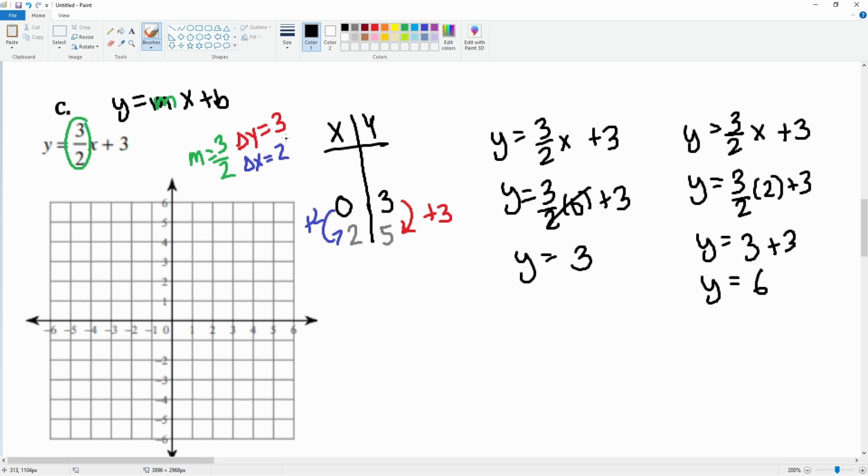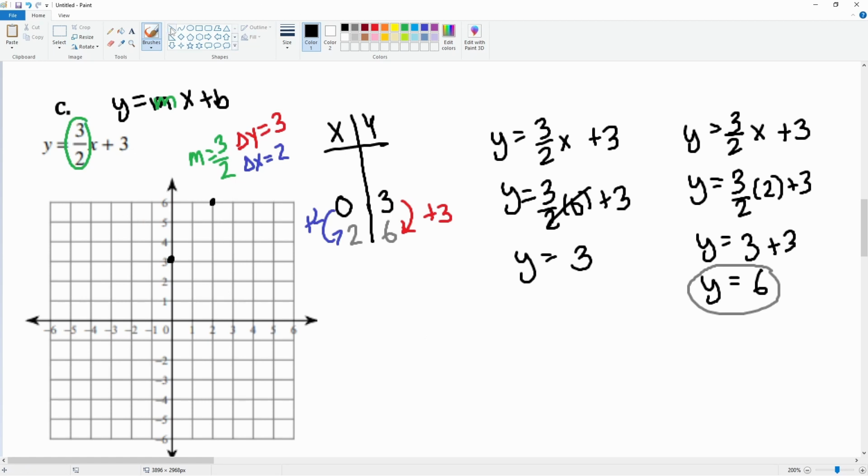Delta y is 3. This is 2. 3 plus 3 is 6. Yeah. Look, you see? I proved the point. This is why you always check. 3 plus 3 is 6. You see how I checked? Y is equal to 6. You always plug it back in to double check. 0, 3. 2, 6 is right there.